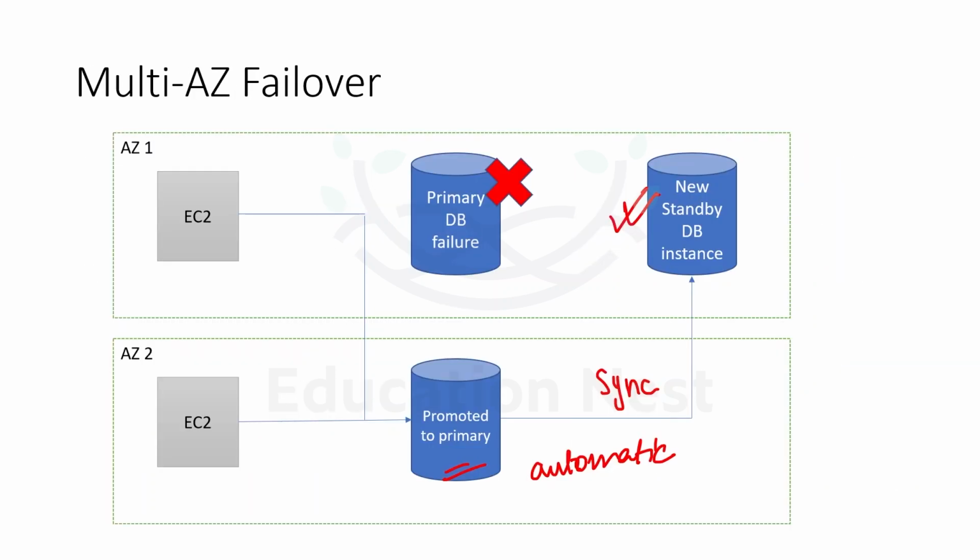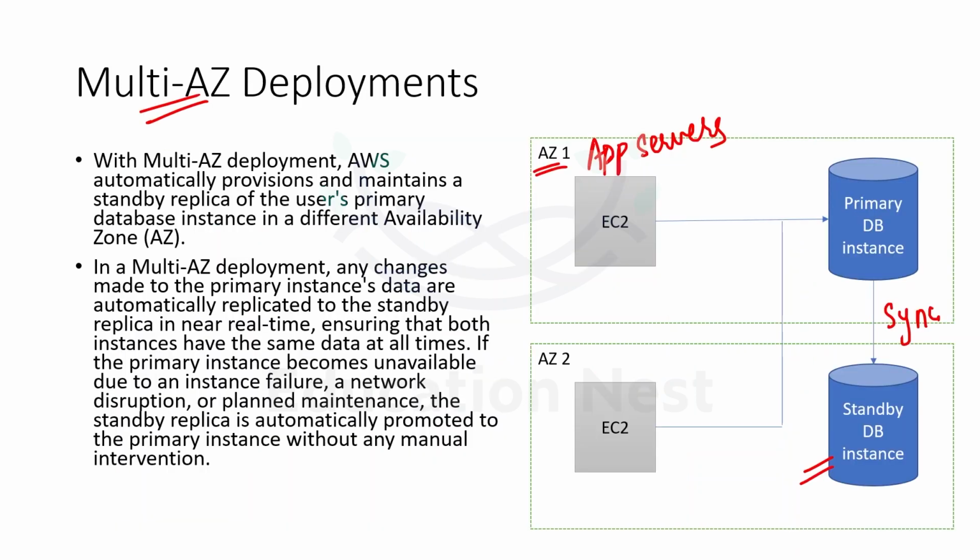Now, even if I have two database instances, it doesn't mean that read traffic can be served by both. Say I have one standby database instance in availability zone 2, and this application server wants to read the data. It doesn't mean that it can read from the standby database instance. Read-only traffic is not supported by the standby database instance.